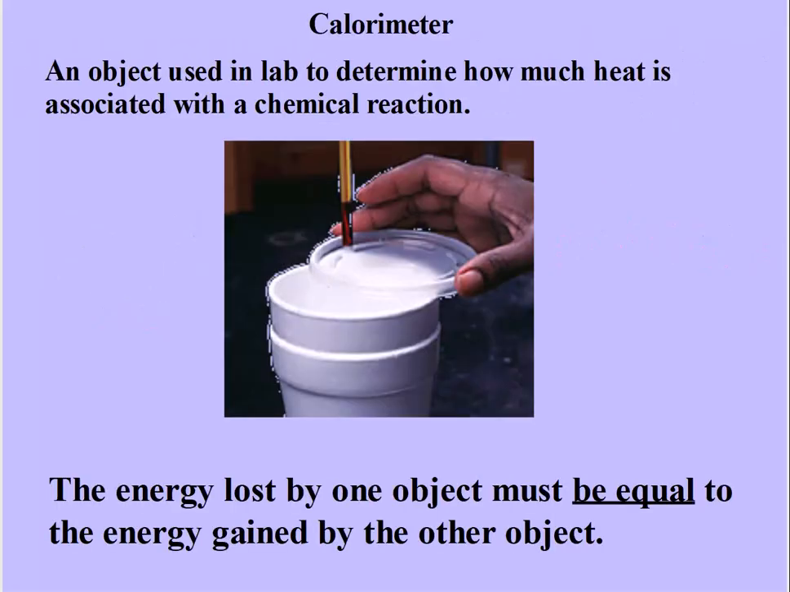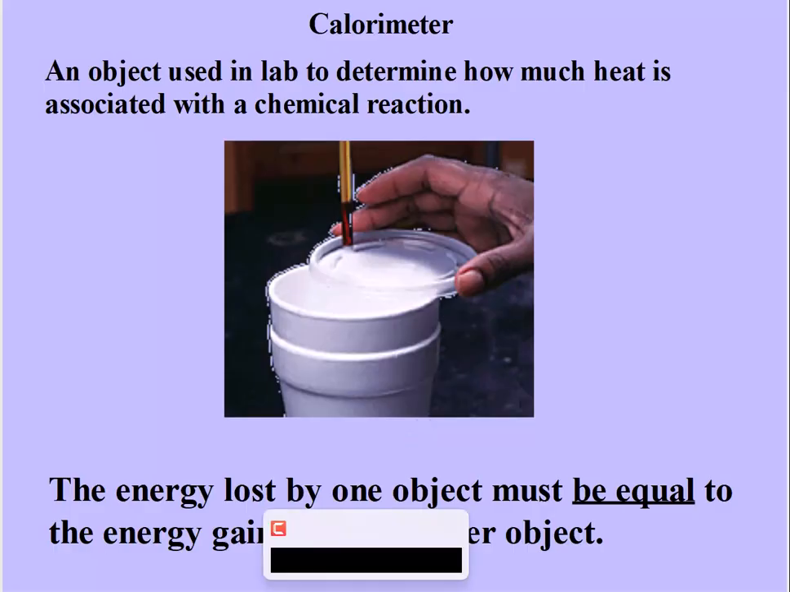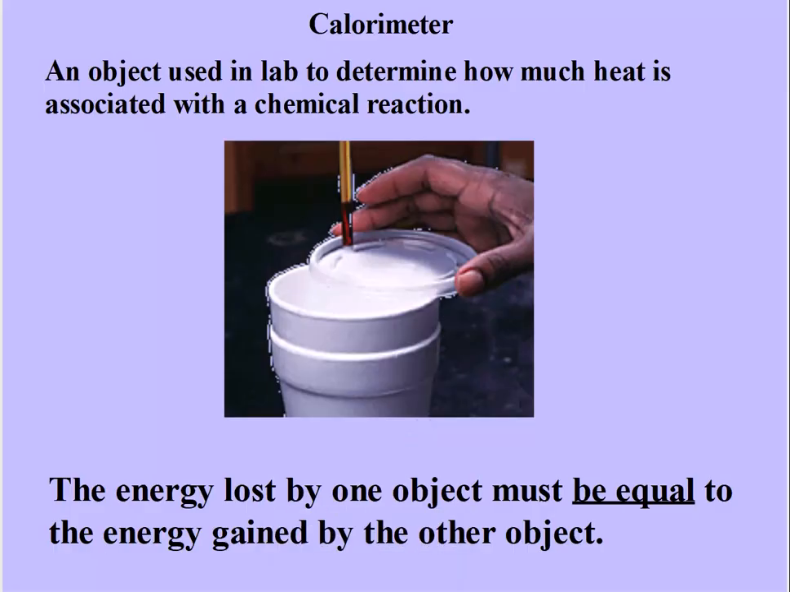A calorimeter is an object used in lab to determine how much heat is associated with a chemical reaction. One type of calorimeter is 2 coffee cups nestled within each other. Coffee cups are often used because they aren't going to absorb or release any energy, or very little energy, from the reaction. So the reaction that's taking place in the cup isn't losing energy to the cups. Another one that we use sometimes is an aluminum can, but the aluminum can will absorb some of that energy.